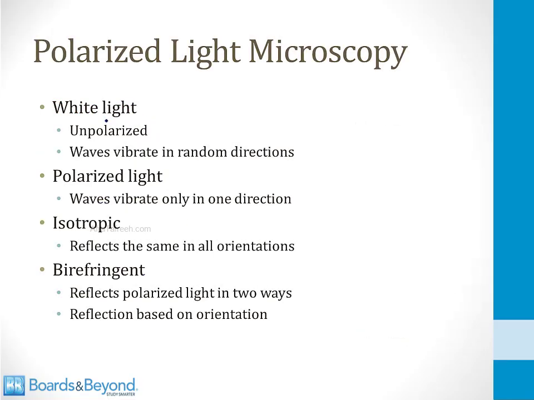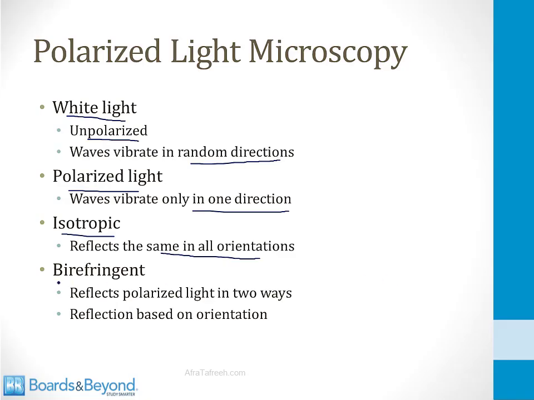Let me briefly explain polarized light microscopy. Normal white light is unpolarized. This means that the light waves vibrate in random directions. But if you use a special tool, you can filter the light and create polarized light where the waves vibrate only in one direction, and then you can bounce the light off an object and see how it is reflected. Objects that are isotropic reflect the light in the same way in all orientations. So for example, you can imagine an object that's shaped like a ball. No matter how you bounce the polarized light off it, it will reflect in the same way.